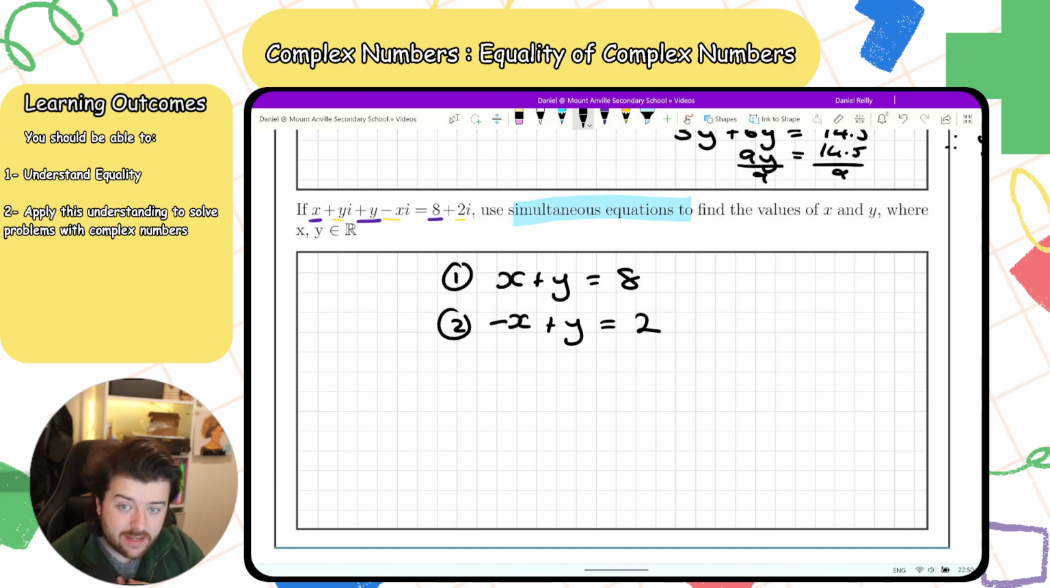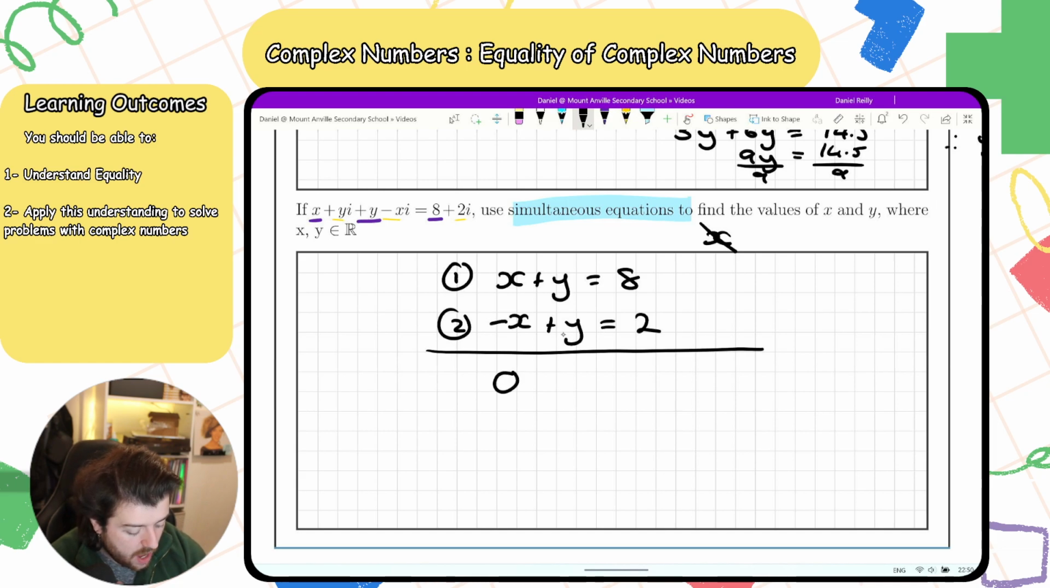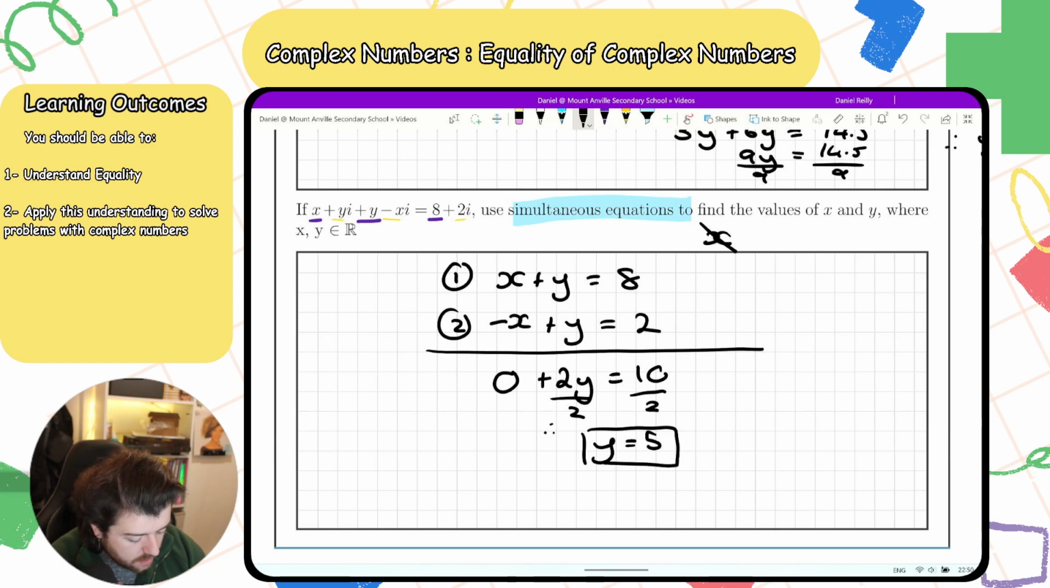Now I have a simultaneous equation here, so I need to cancel out x or y. I'm going to cancel out x here because they have the same coefficient but opposite signs. Add them up. x minus x is 0. y plus y is 2y. 8 plus 2 is 10. Divide both sides by 2. y is equal to 5.